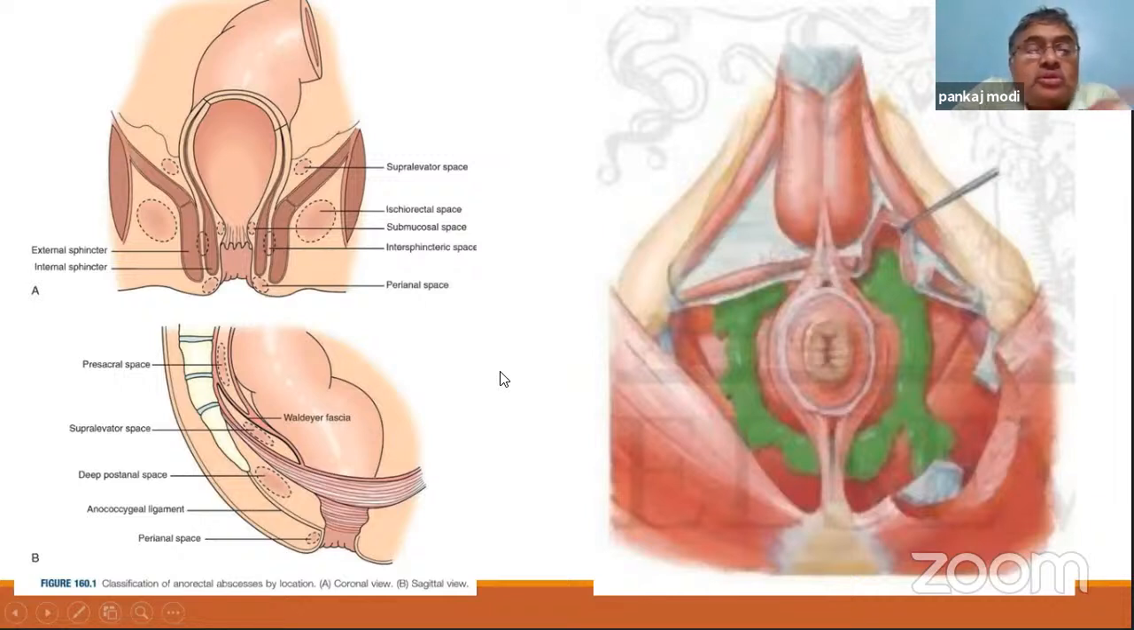Excellent. So, just for everybody's knowledge, if there is a perianal abscess, you can see this, which is approximately a space. The external sphincter extends laterally, the internal sphincter stops higher up. So there is an area.